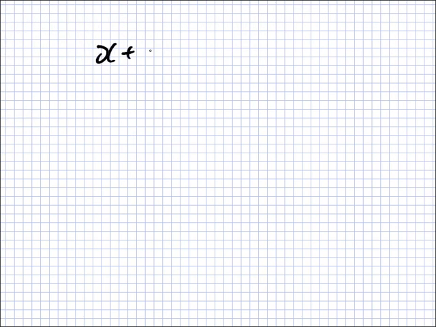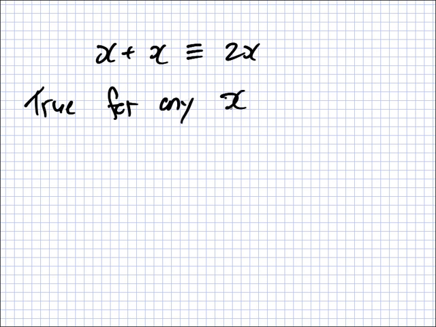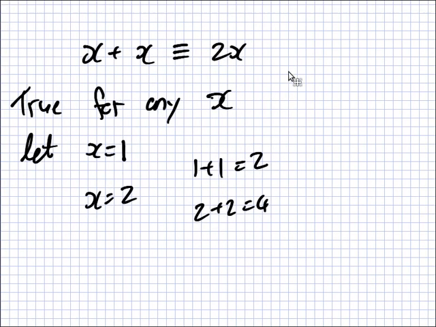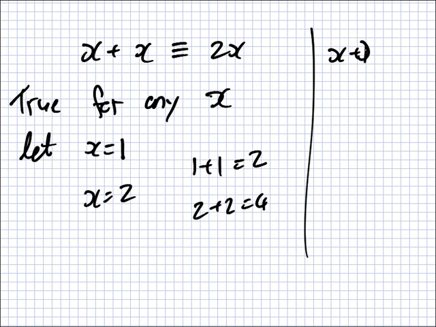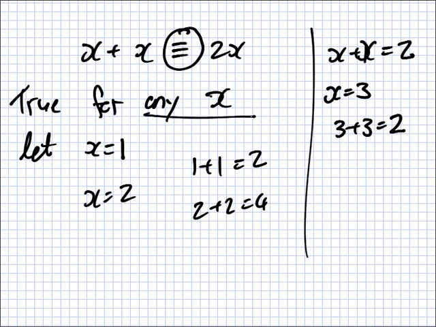So, suppose I tell you x plus x is the same as 2x. Okay? Well, then this is true for any x. So, for example, if you say let x equals 1, then you have 1 plus 1 equals 2. Or if x equals 2, you get 2 plus 2 equals 4. Okay? Now, if I said to you x plus x equals 2, is that true for any x? No, it's not. So if I said to you x equals 3, you have 3 plus 3 equals 2. This is obviously wrong. Okay? So what's nice about this is you can use any x.